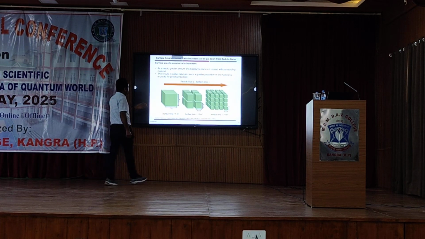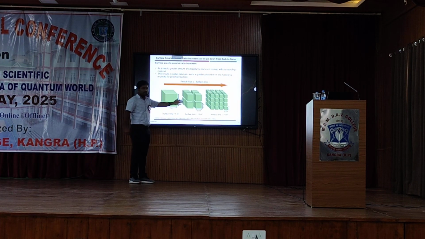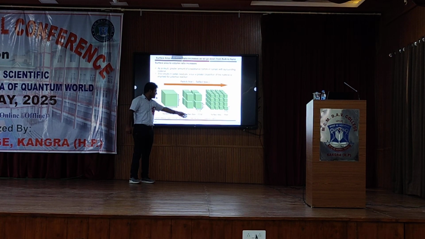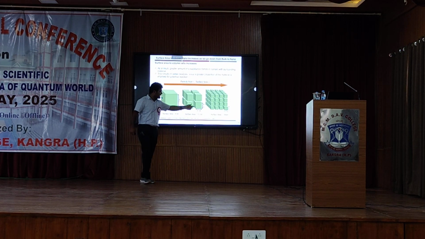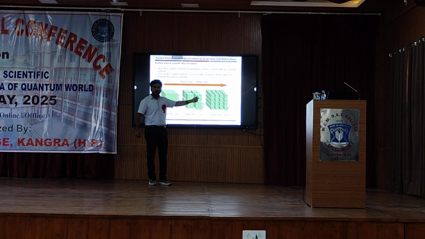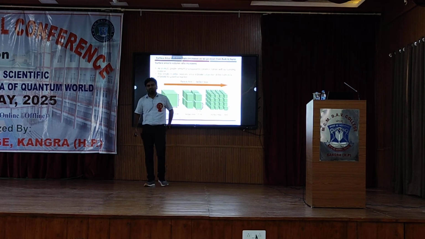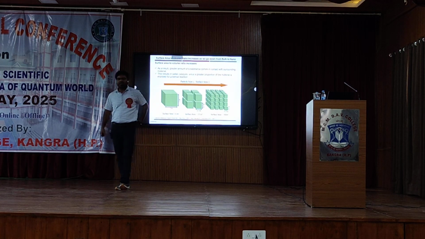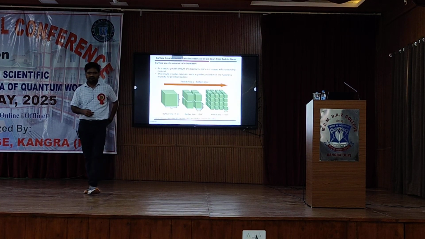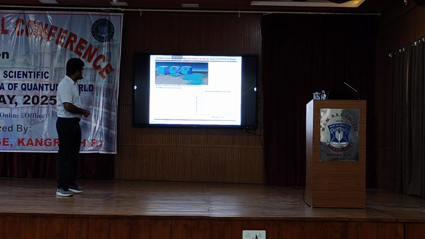If we take the 1 meter cube and break it into 8 pieces of 0.5 meter, the surface area is 12 meter square. There it was 6 meter square. If I break it further into 0.25 meter cubes, then the surface area is 24 meter square. You are not seeing a very drastic change here in the surface area, but this is the example.